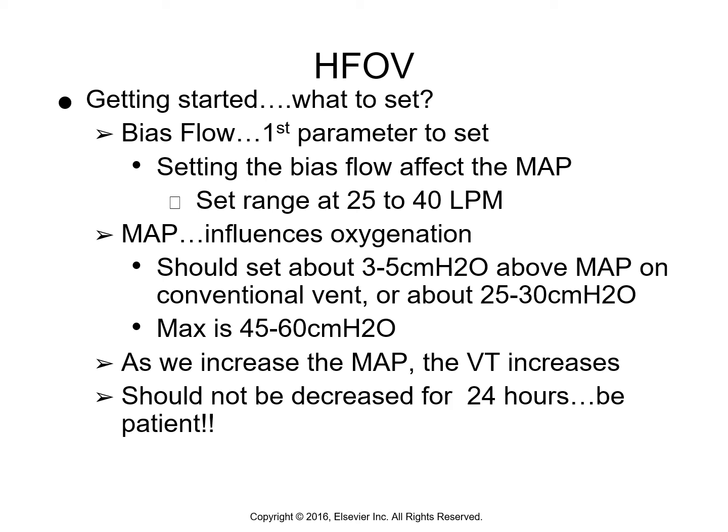If the flow isn't set adequately on the bias flow, then your mean airway pressure can't be reached. So if you need to increase your mean airway pressure, you need to make sure that your bias flow is set high enough. It kind of provides the working pressure. It gives you the flow that you need behind it, kind of like back in the day with the working pressure on the servo.